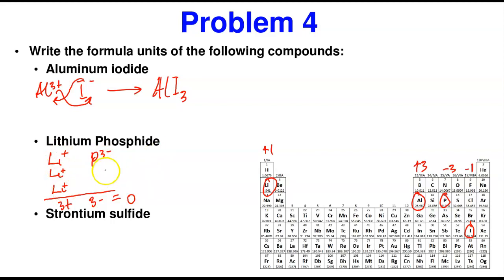So when you add all this together, what is it going to give you? It's going to be Li3P. This is lithium phosphide. So like I said, you can always do this whichever way you want. It doesn't matter. It could be anywhere.